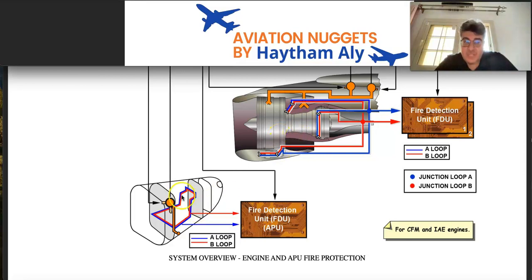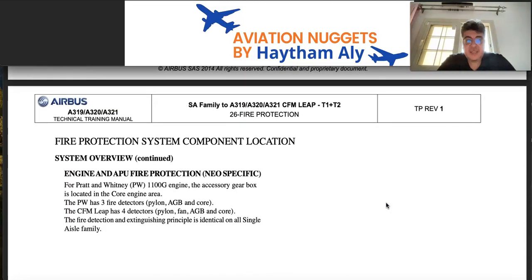This is for the engine. This is for the APU. For the APU, we have a single detector element, and we have a fire detection unit for the APU, and fire detection unit 1 for engine 1, and another fire detection unit 2 for engine number 2. And a fire indication or fire alarm will come on an AND logic: loop A and loop B confirm, or loop A fire, loop B faulty, or loop B fire, loop A faulty, or loop A and loop B faulty within a few seconds. So we have here the blue is the junction loop A, and red is the junction loop B. Okay, everybody?